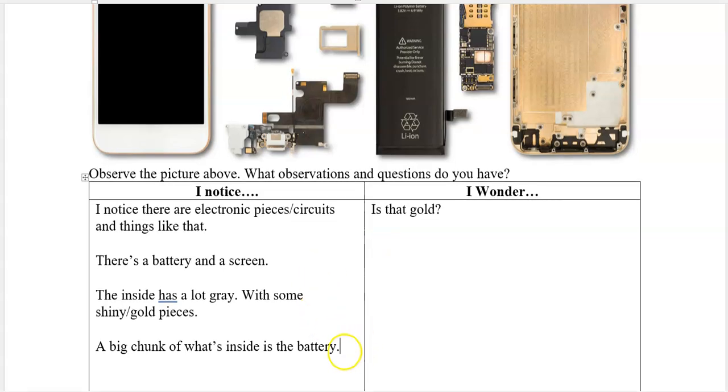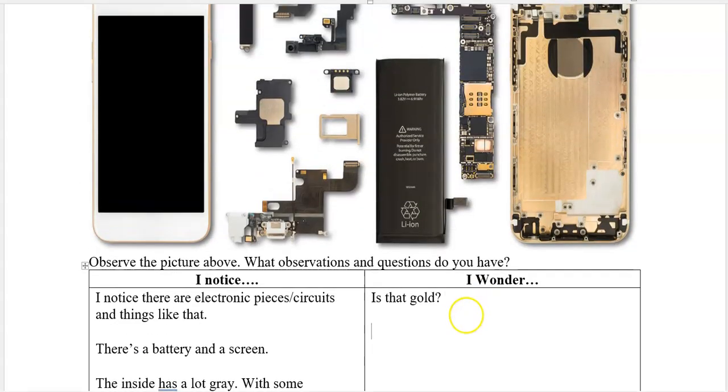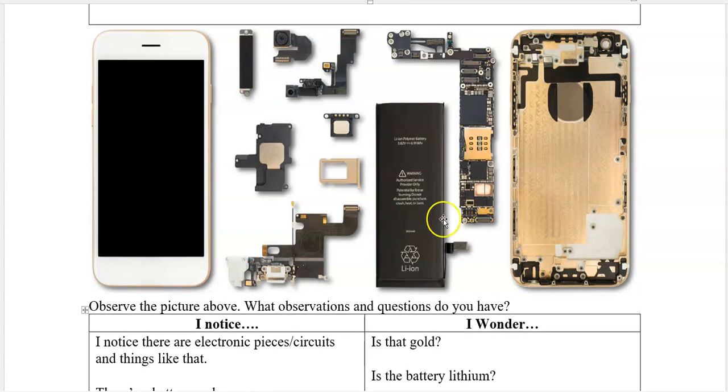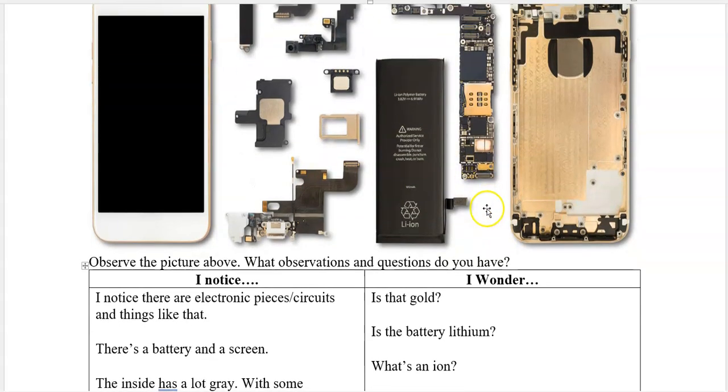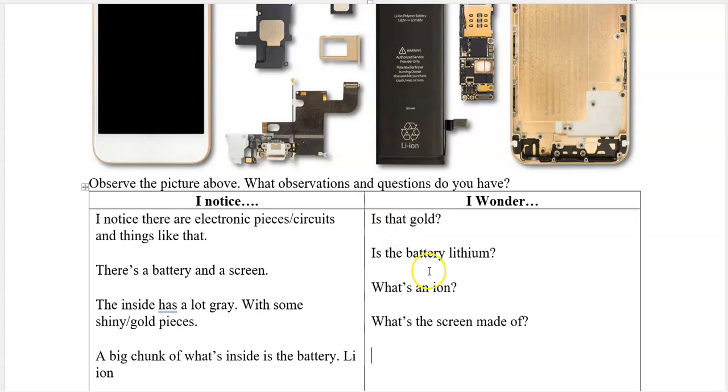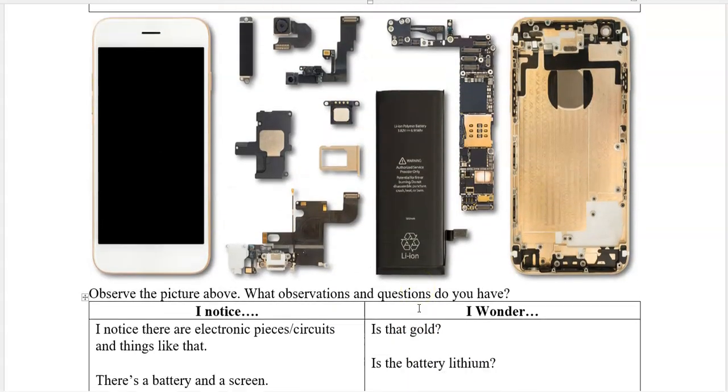I notice it says Li ion. I'm wondering, is Li lithium? So is that gold? Is the battery lithium? What's an ion? You know, is that like an atom? What's going on there? What's the screen made of? You know, because it's like you can touch it. So is it normal glass? Is it special? What's going on there?